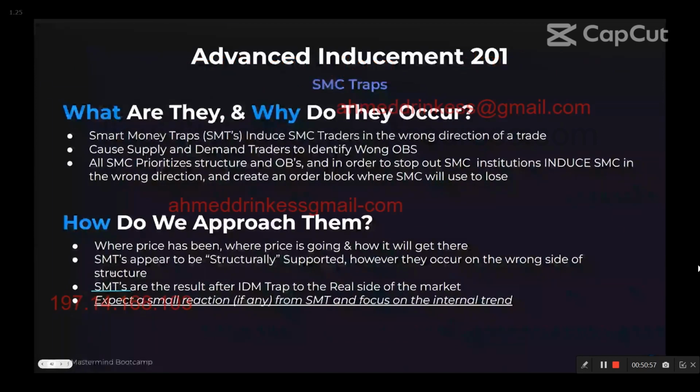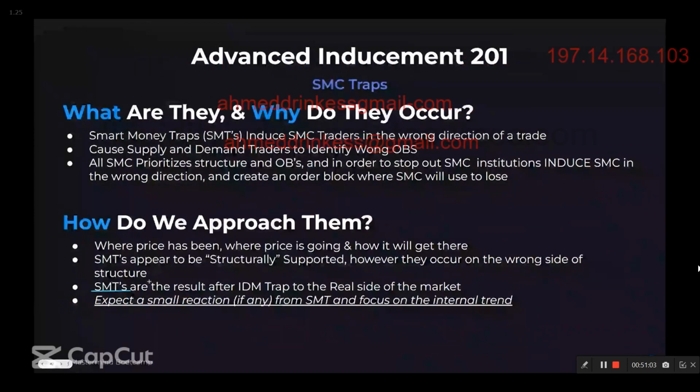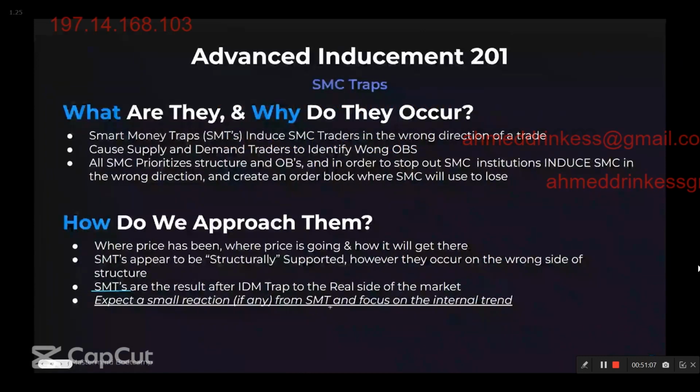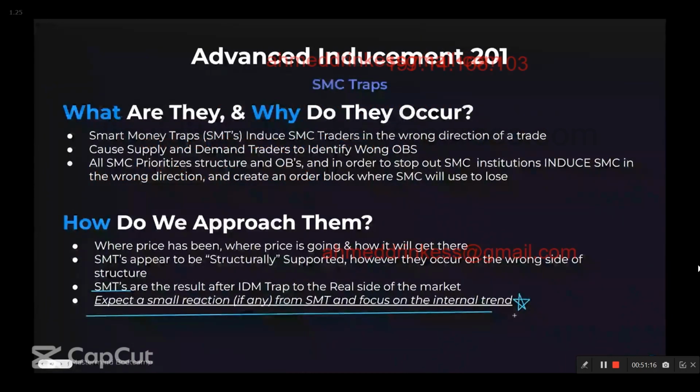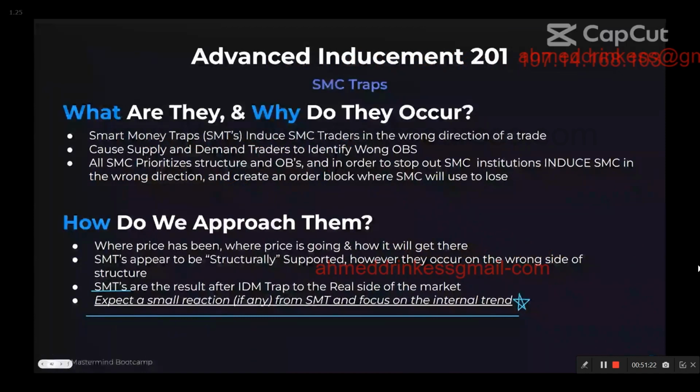If I say, where's the SMT? Think about inducement. Where's the inducement? Because it tells you everything. So with SMTs, expect a small reaction, if any, from the SMT and focus on the internal trend. This is something we're going to be disclosing heavily today and next weekend. So please make sure to write this down. This is so important. And once you write that down, I'm going to tell you guys something rather important.